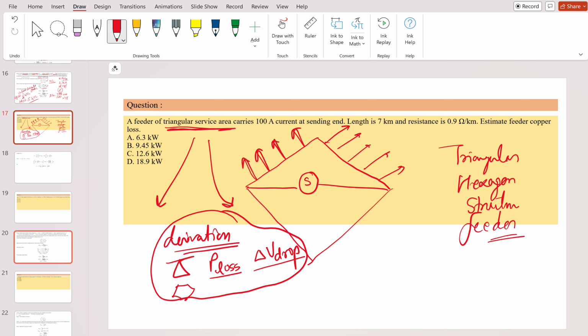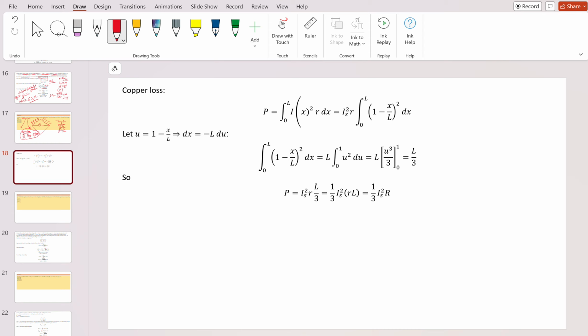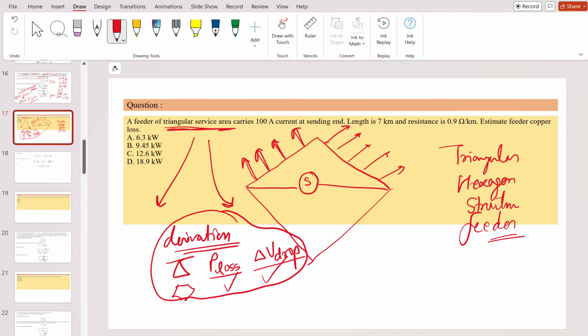So you just have to remember the power loss and voltage drop formula. In this case, when you say the copper loss, it is 1 by 3 times I squared R loss. You just have to put the values in this and you will get the answer. It is what I already told for the single phase feeder, which is simply applicable here.